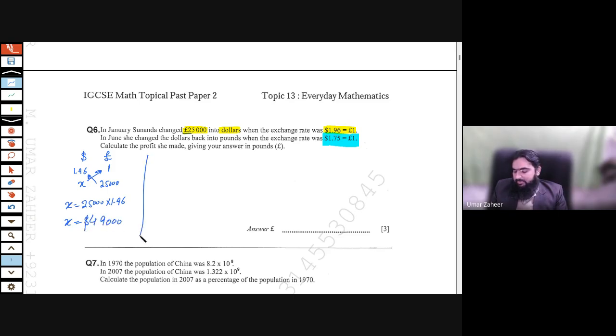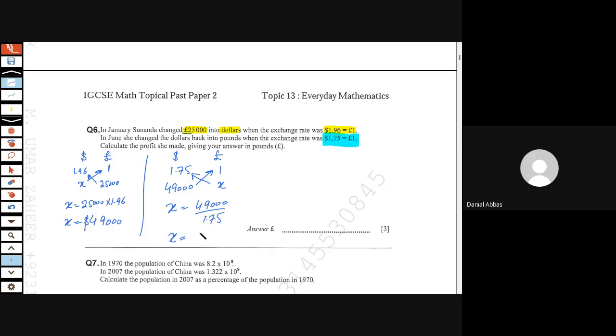$49,000. Now we are just going to convert these dollars back into pounds. Again, we have dollars and pounds. Now the exchange rate was different. It's 1.75 dollars for 1 pound. Now you have the dollars, 49,000, and x pounds. So do the cross multiply. At this time, obviously, we just divide 49,000 divided by 1.75. That will be equal to 28,000.